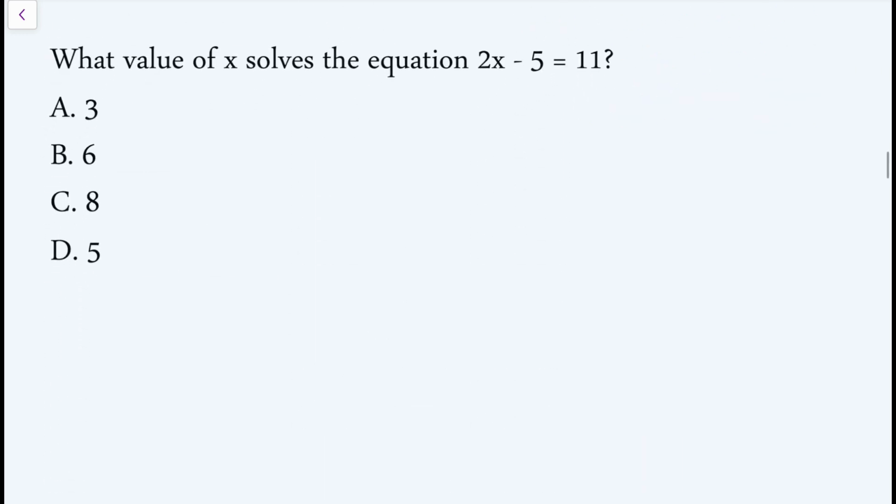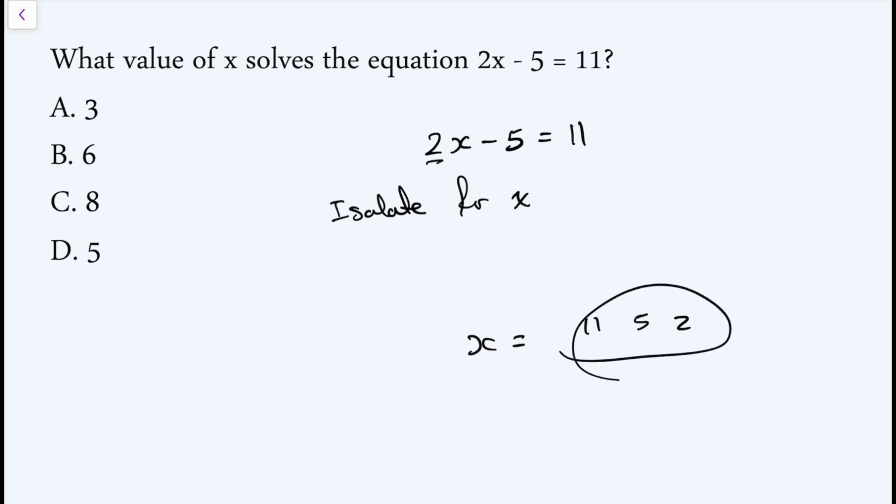What value of x solves the equation 2x minus 5 is equal to 11? Okay, so this is a two-step variable solution here, okay? And typically when we have problems like this and they're telling us to isolate for x, that's what they're going to say, or solve for x. The goal is to get x on its own. X is equal to all these other numbers, and somehow these numbers, 11, 5, 2, whatever, will end up here.